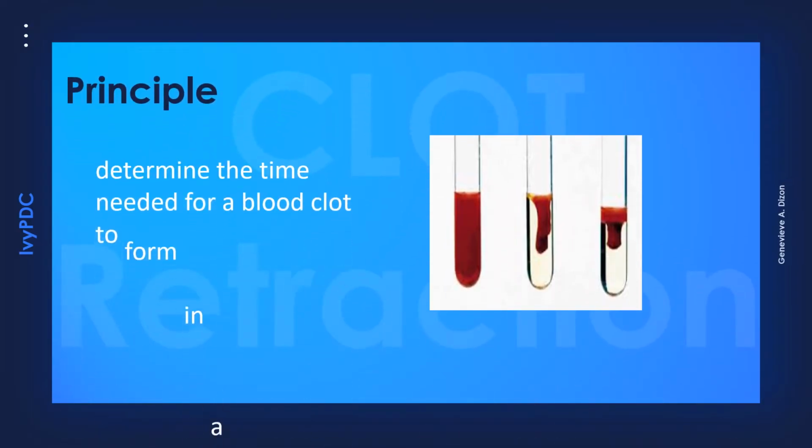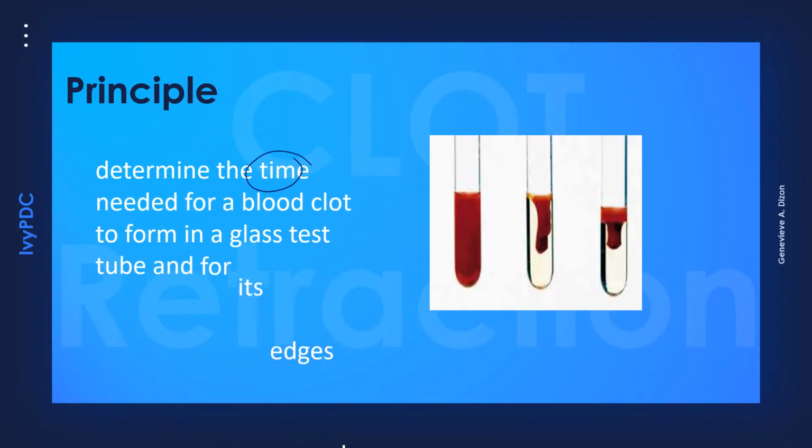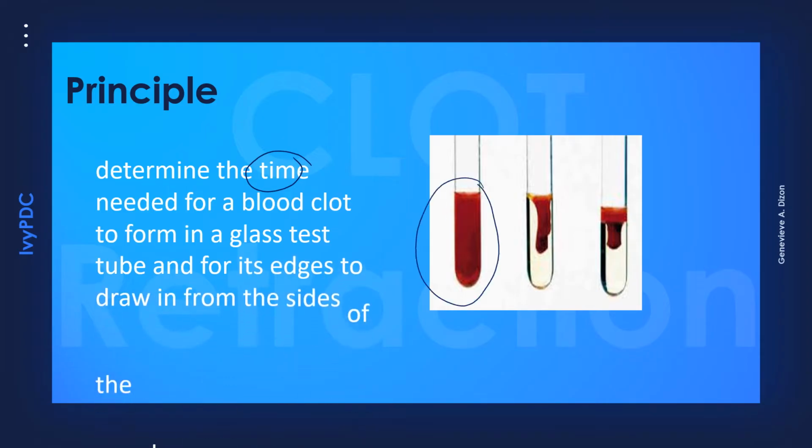Clot retraction test helps to determine the time that is needed for the blood, which is inside the test tube, to form a clot, and for this clot to have its edges draw in from the side of the test tube.